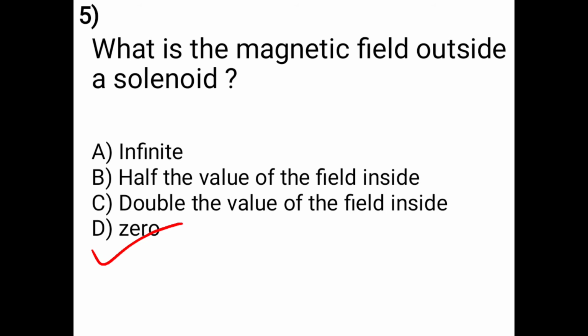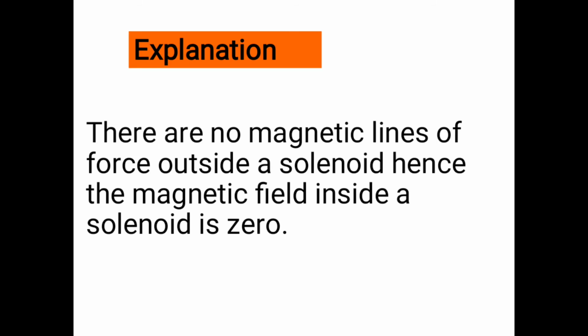We see the explanation of this. There are no magnetic lines of force outside a solenoid. Hence, the magnetic field outside a solenoid is 0.